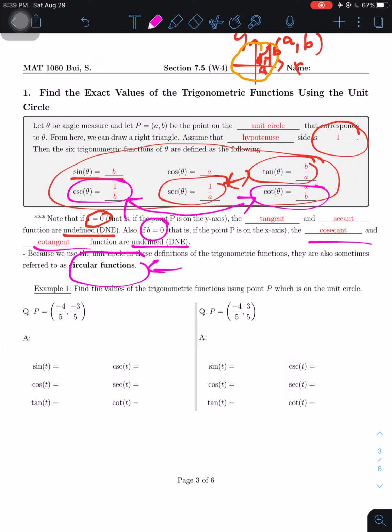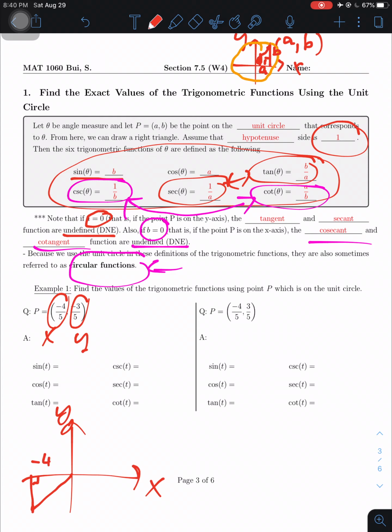So let's talk about the very first example for the values of trigonometric functions using point P, which is on the unit circle. Let me put it in red and draw the coordinates again. We have x here and y here, and this is negative and this is also negative, right? In which quadrant are both of your coordinates negative? We're talking about quadrant 3. So let me make a point here, connect it to the origin, and also to the x-axis to make a right triangle. This is the x part and this is the y part. For x, I get negative 4 over 5, and for the y part, I get negative 3 over 5.